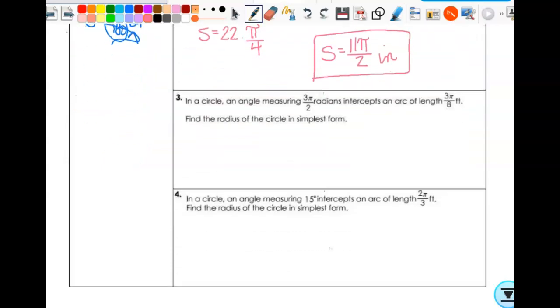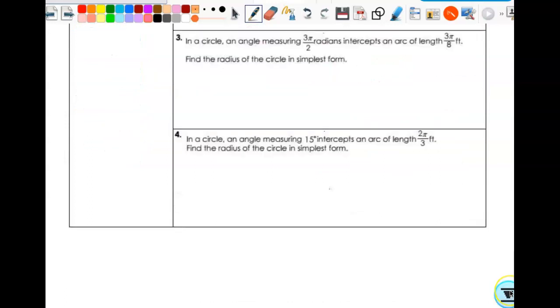All right, let's look at number 3. In a circle, an angle measuring 3 pi halves radians intercepts an arc length of 3 pi over 8 feet. Find the radius of the circle in the simplest form. So remember, our formula is S equals R theta. And we substitute in what we know. We know the arc length. That's 3 pi over 8. That's equal to the radius, which we don't know, times the angle, which is 3 pi halves.